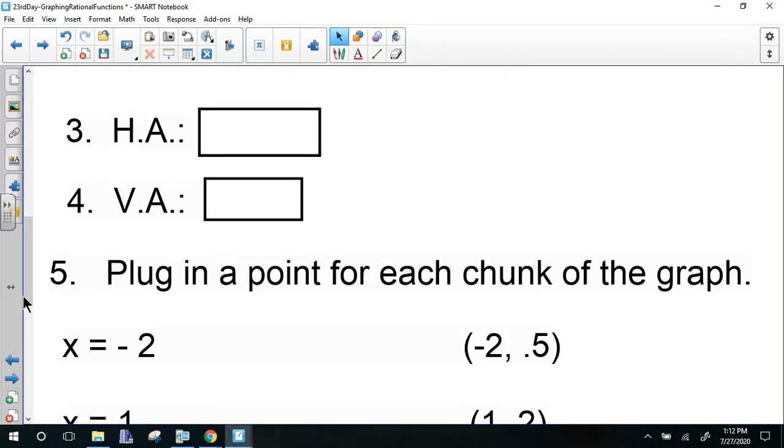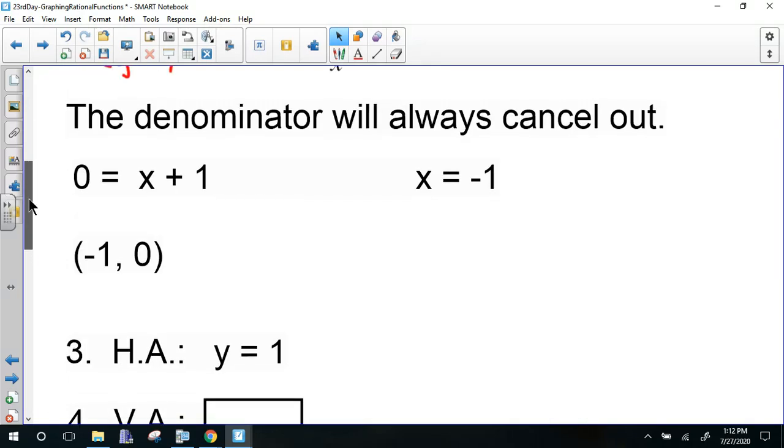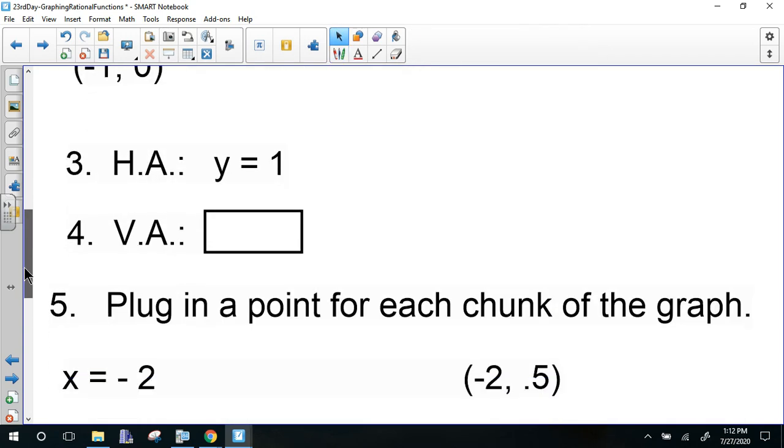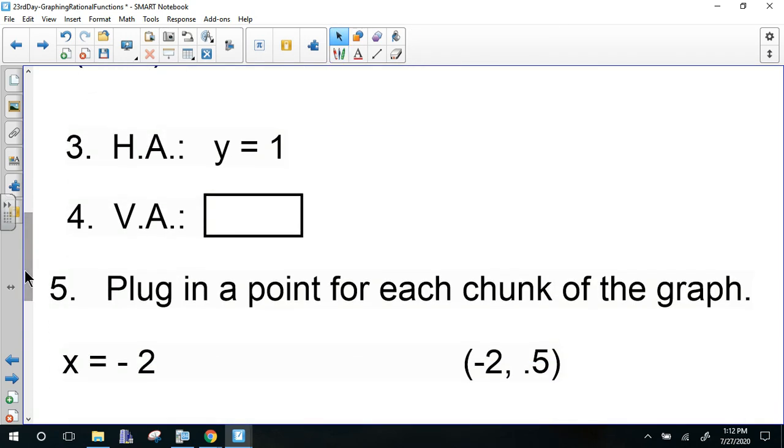Horizontal asymptote, that's where we look at the exponents. In this case, y equals 1, because this exponent is a 1, this one is a 1, the coefficients are both 1s. 1 divided by 1 is 1. Vertical asymptote, x equals 0, the denominator was x. Set it equal to 0 and solve.